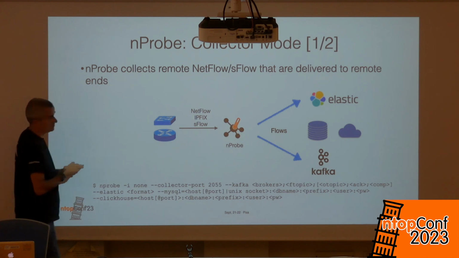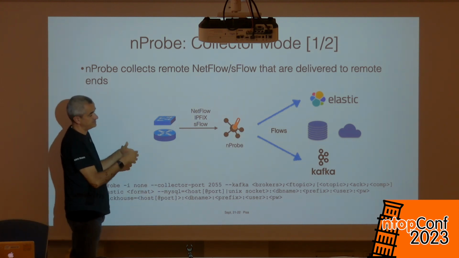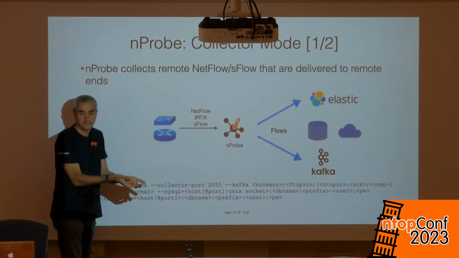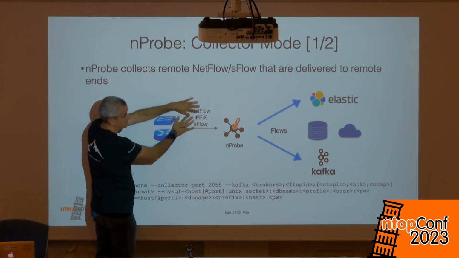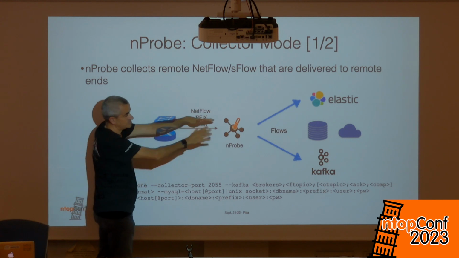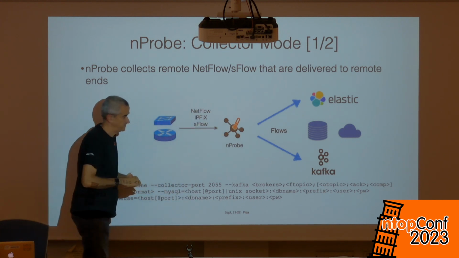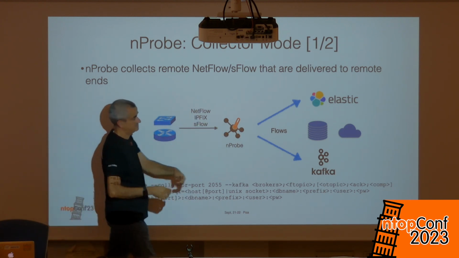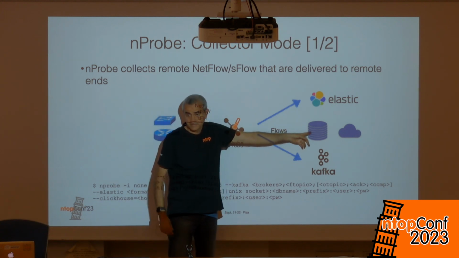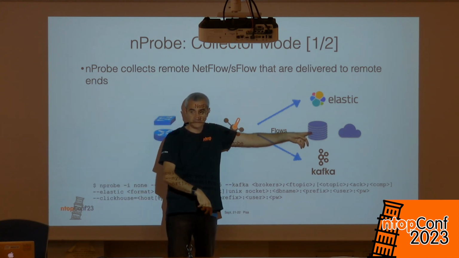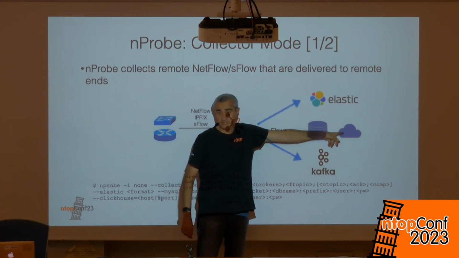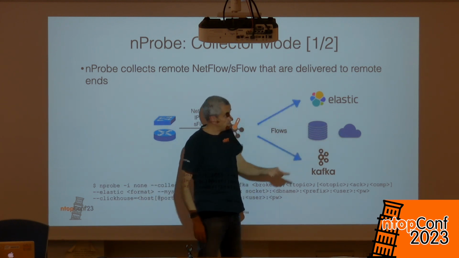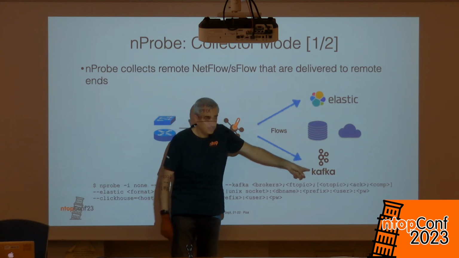Okay, collector means that Pro is the final destination. The flows are received, massaged, and then sent to somebody that can do something with them. Popular destinations are a database, so I receive the flows and deliver them to a database. Or I deliver them to somebody else, also to the cloud. How? One popular way is using Kafka.